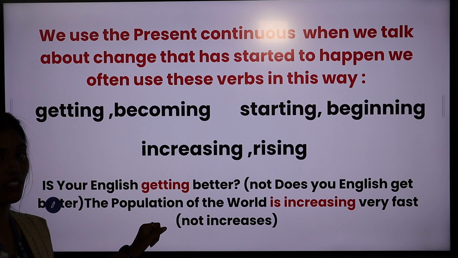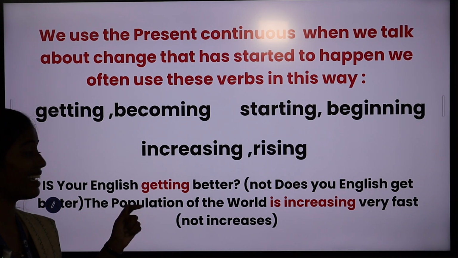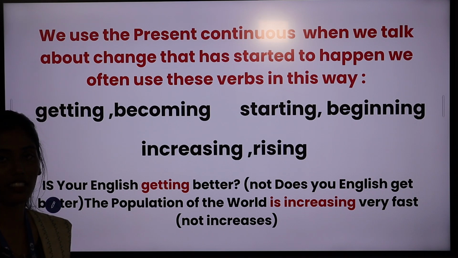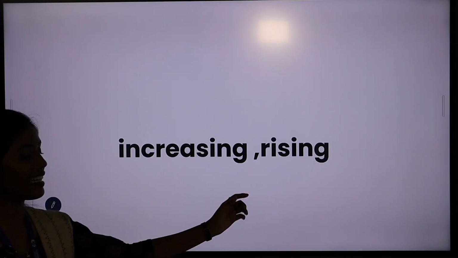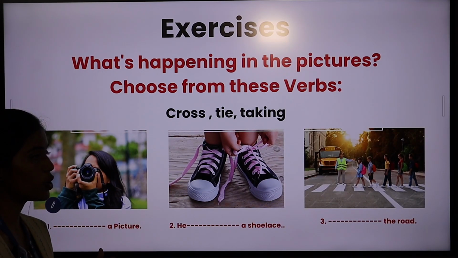Next one. The population of the world is increasing very fast. You should not say increases. It is a continuous process. Whether the population increases or decreases, you want to say it in the present continuous. The world is increasing, not increases, which means you want to add ing.